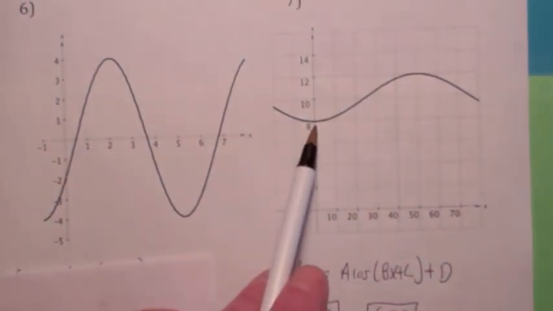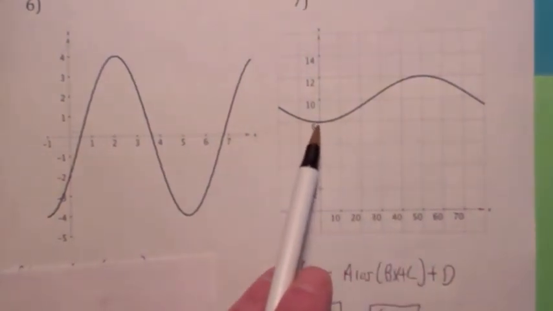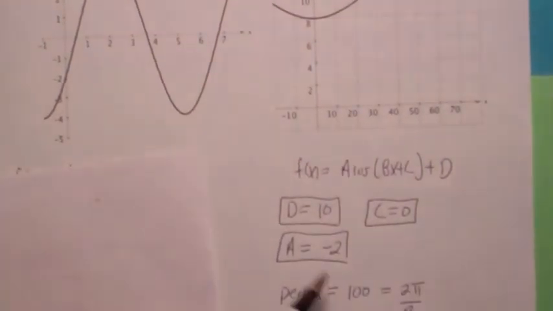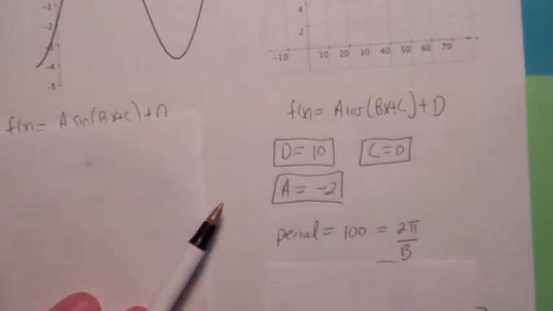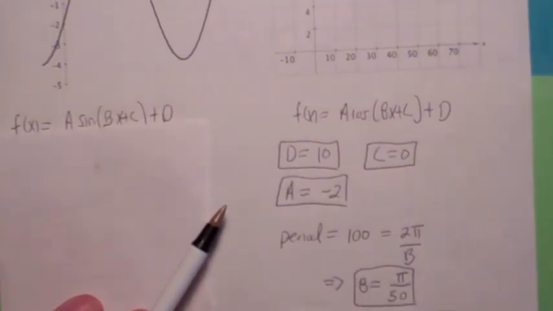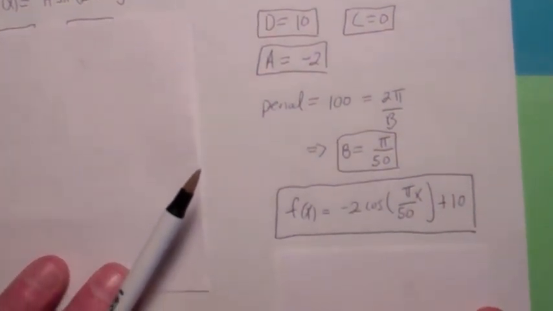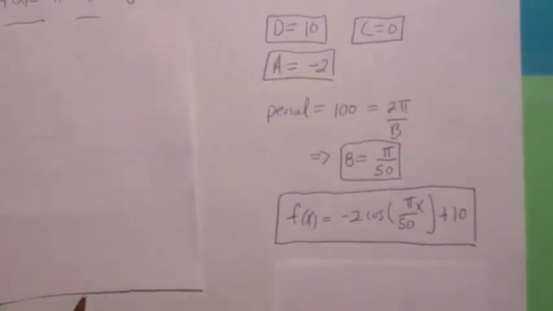From here, well, this is only half the period. They don't give you the whole graph. That's mean. From here to here looks like about 50 is half the period. So the whole period looks like it would be 100. 2 pi over B equals 100. That means B equals pi over 50. Put it all together, I get this. I get f of x equals -2 cosine pi x over 50 plus 10.